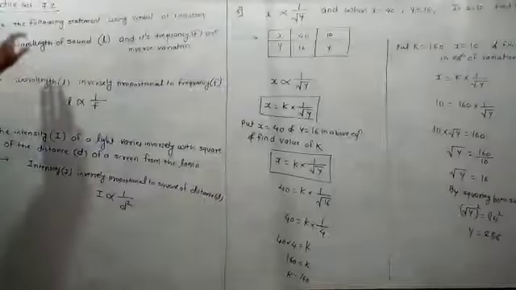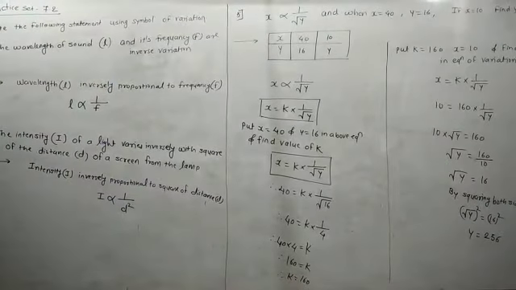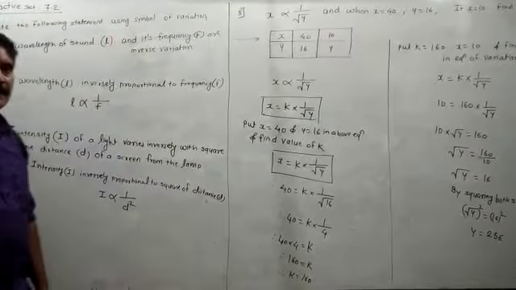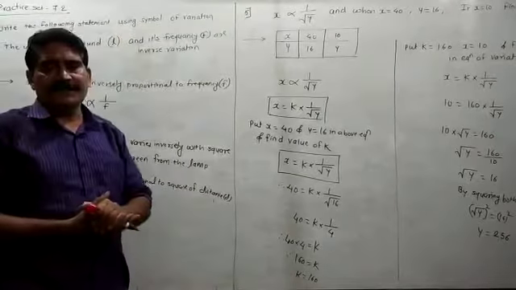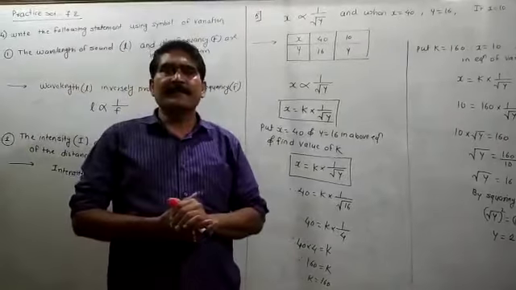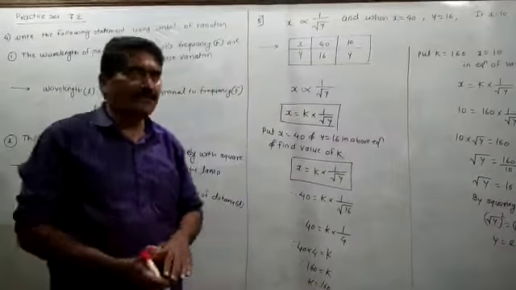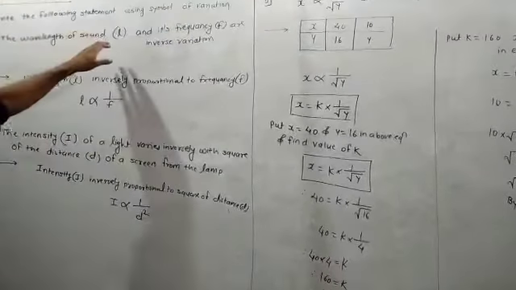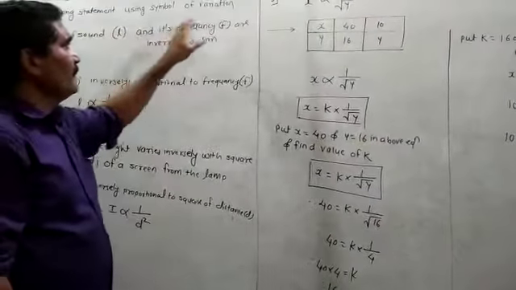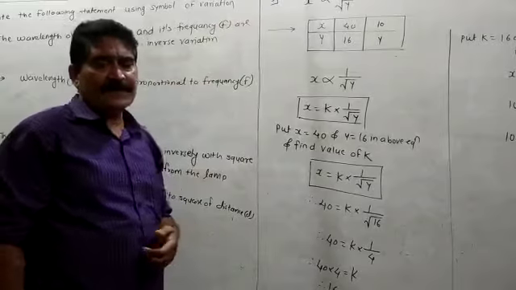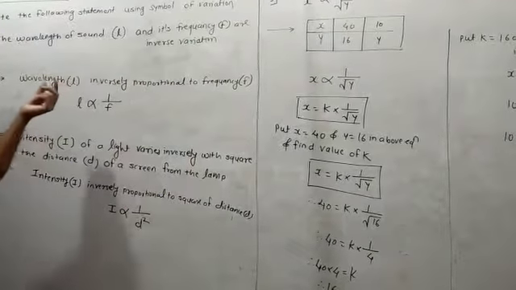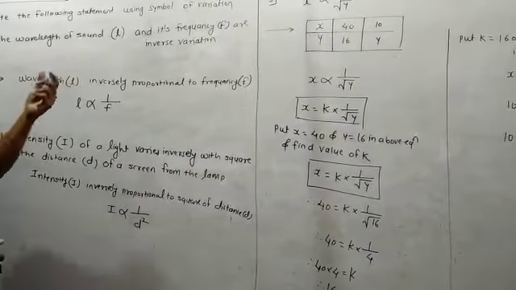Set 7.2 example number 4. Write the following statement using the symbol of variation. So whatever be the given statement, you have to write in the form of the symbol of variation. First example: the wavelength of the sound L and the frequency F are inverse variation. You have to write this statement using the symbol of variation.